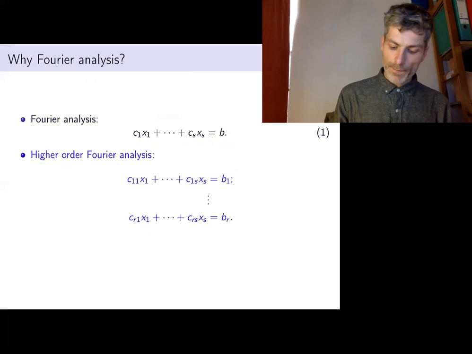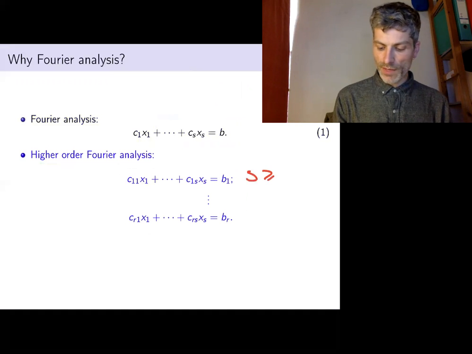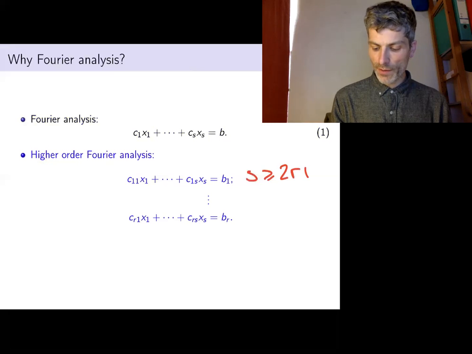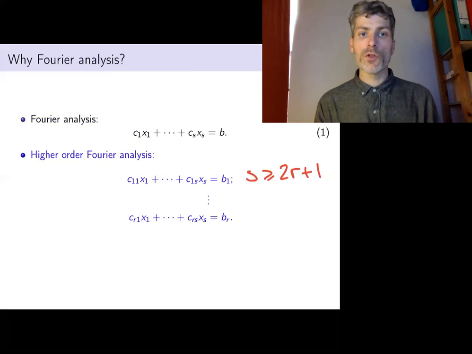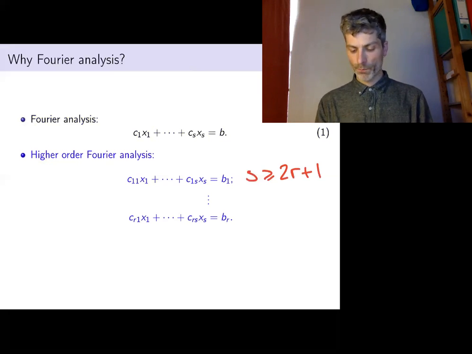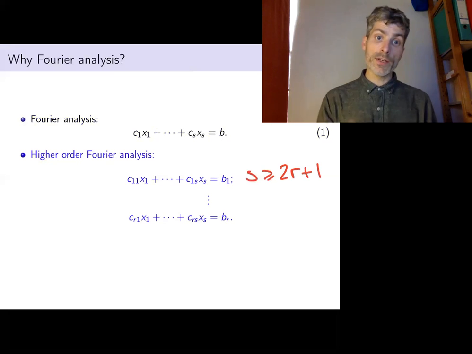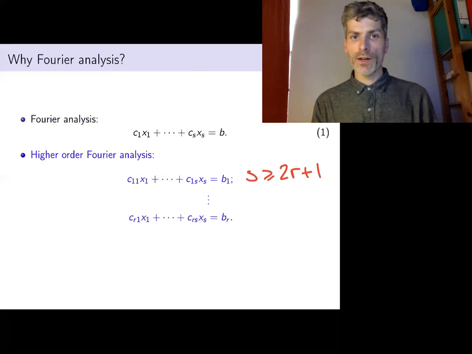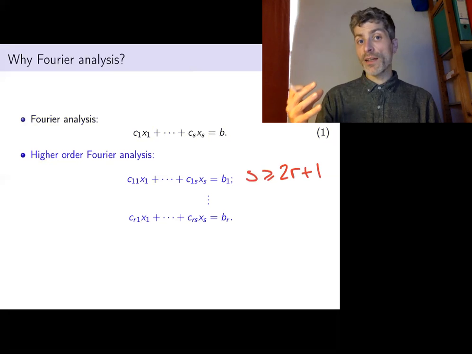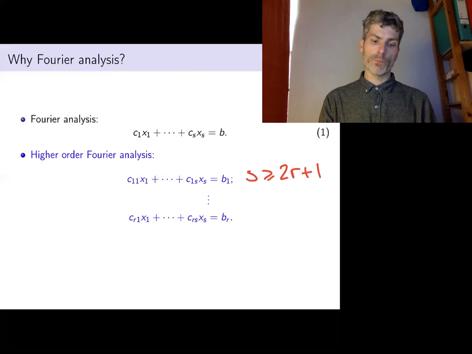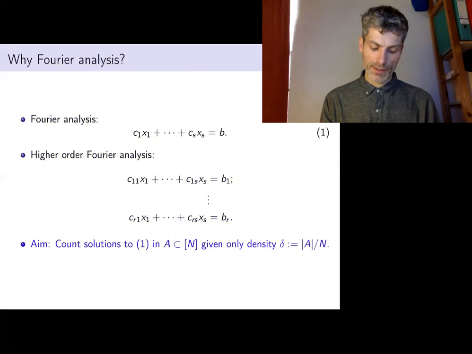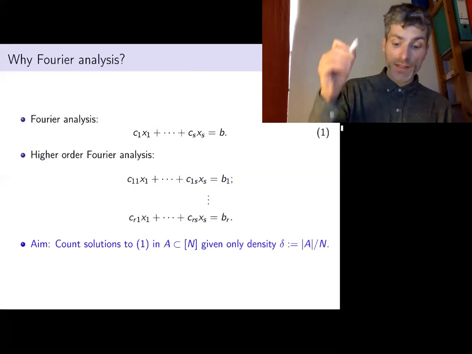Fourier analysis can cope with systems of equations in sufficiently many variables, provided the number of variables is twice the number of equations plus 1, and maybe you assume some non-singularity conditions on the coefficients. But when you get smaller numbers of variables, like with 4-term progressions, then you need to move to this higher order notion of Fourier analysis. Essentially, what that means is there are different algebraic obstructions to being random, or random-like. But we're going to stick to Fourier analysis.